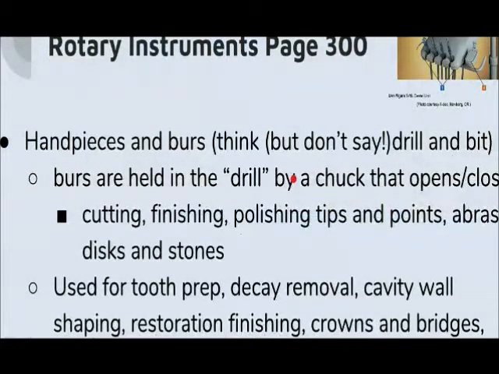The next part of this is our rotary instruments, and what we're talking about here are handpieces and burrs. So we think drill and bit, but we never say that because that makes patients scared. So handpiece and burrs. Burrs are held in the handpiece by a chuck that opens and closes. A chuck is basically something inside the head of the handpiece that is going to be either open or closed to hold the burr in. And what they're used for is to prepare the tooth, remove cavities, shape the cavity wall, finish the restoration, polish different materials that we have, and polish teeth as well.